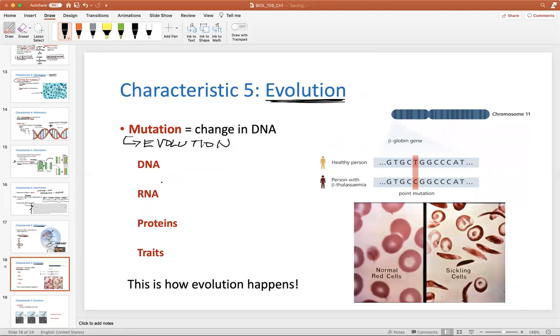Okay. So remember that this is our central dogma. DNA gets copied into RNA, which then gets converted into proteins, and these proteins are changed into traits. We actually say that this is transcribed into RNA. We're going to talk about this later.